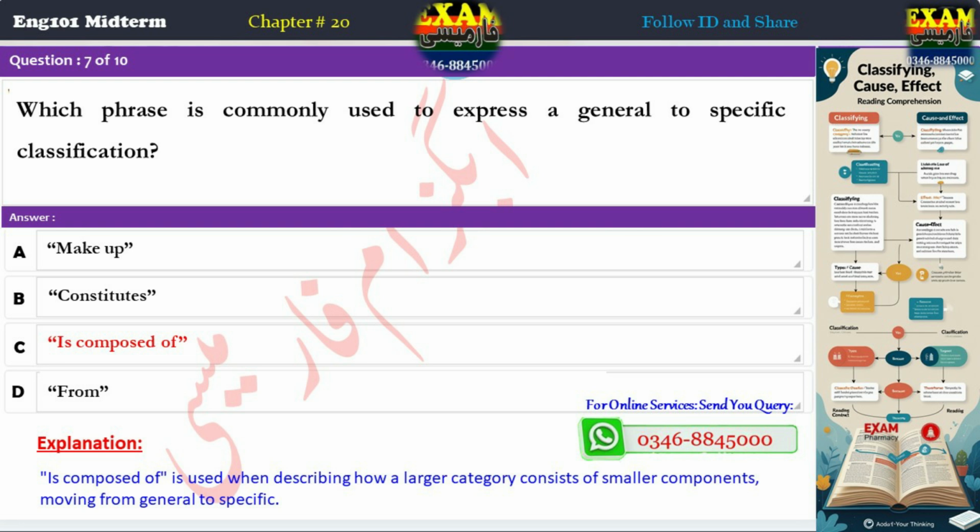Explanation. Is composed of is used when describing how a larger category consists of smaller components, moving from general to specific.